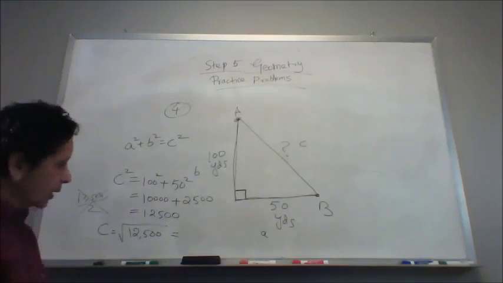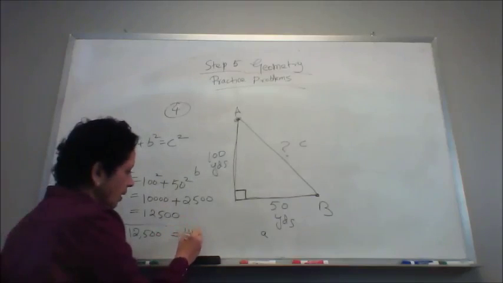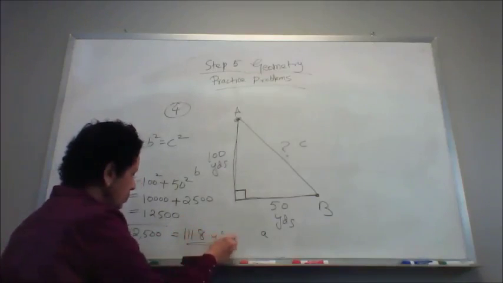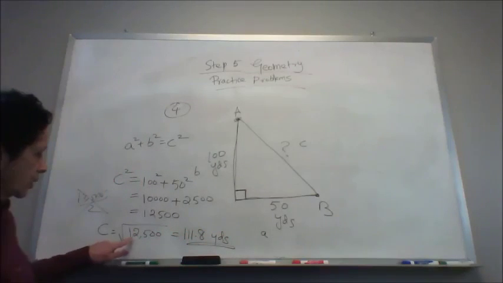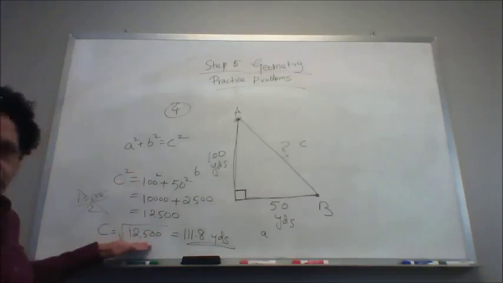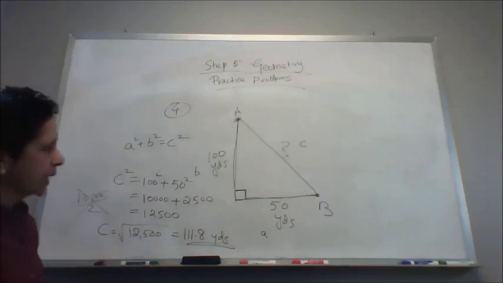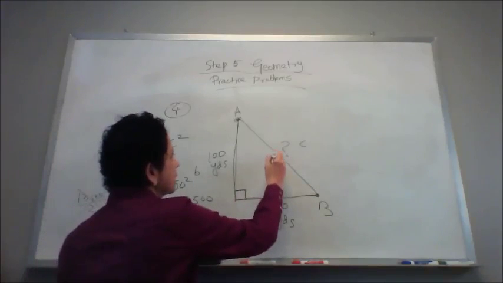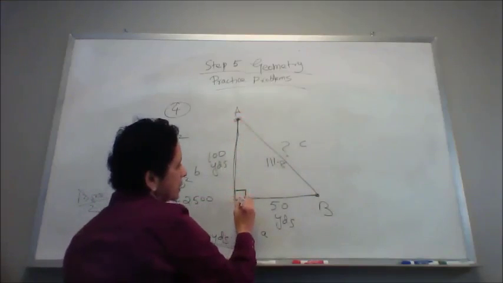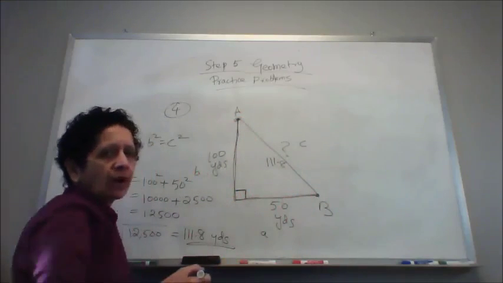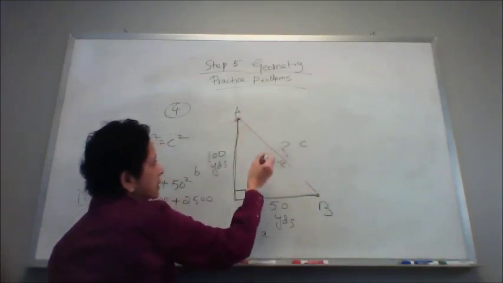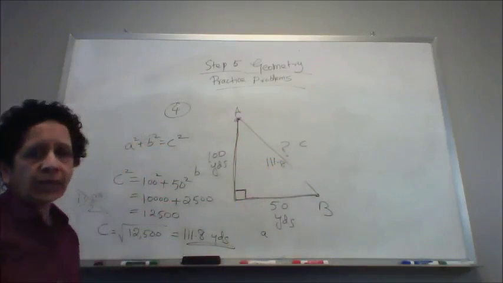So when you take the square root of that, that comes out to be 111.8 yards. You can directly put 12,500 in the calculator, then press the square root button, and you get 111.8. So if you go this way and then this way, you walk 150 yards. But the shortcut, if you go directly across, is 111.8 yards.